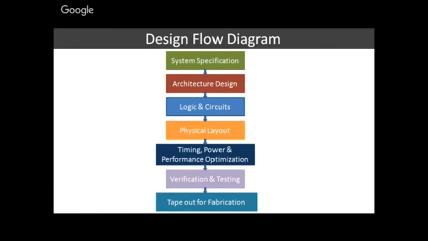Okay, the second block is your architecture design. In this block, there are two types of design entry. The first one is schematic, and the second one is HDL, hardware description language entry. In schematic entry, we have a pictorial representation of your circuit. You take the cells that make up your circuit, drag them into your schematic sheet and make the connections between them.